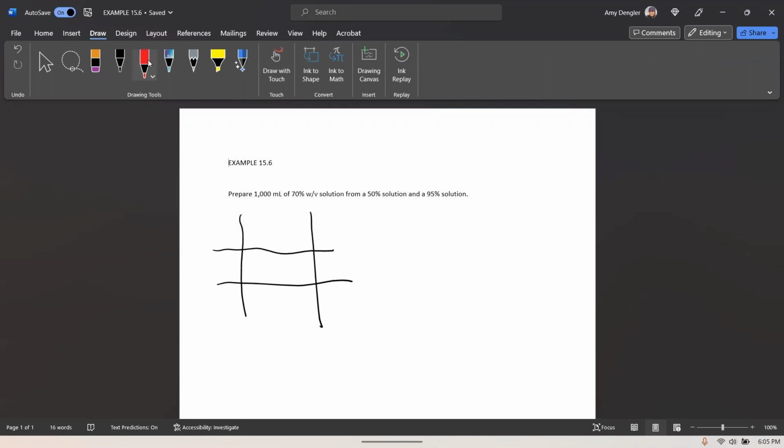So our desired percentage, just rewrite it right here. Our desired percent is going to go in the middle, and then our high percent is going to go over here, and our low percent is going to go down here. So our desired is what the doctor asked us to prepare, which is 70%. And we have 95 as our high percent and 50 as our low.